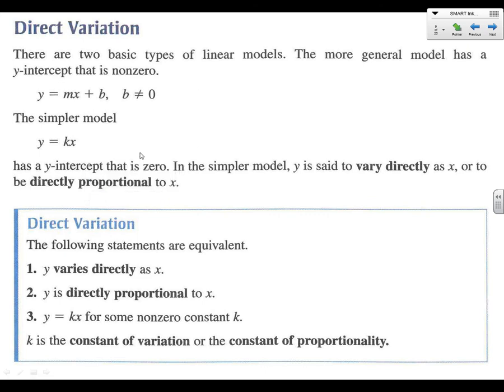All right, third example is direct variation. So as one thing goes up, the other thing goes up as well. Something like studying and your quiz scores could be said to be directly variated. The more you study, the higher your quiz scores go. So as one goes up, the other goes up.